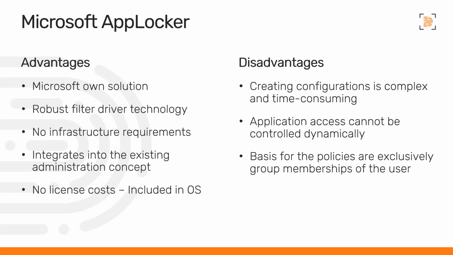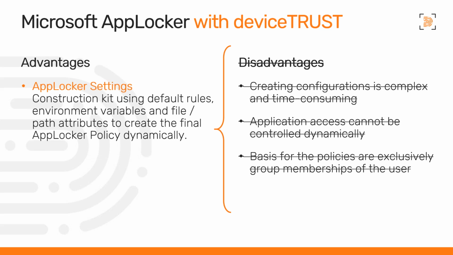So what Device Trust is doing is the following. We take the advantages of AppLocker, but we eliminate the disadvantages completely. What we integrate in the next release is a new technology called AppLocker settings. I'll show you that. And this is, at the end of the day, a construction kit. So what do we mean with that? We define in our console how an AppLocker policy should be made up. So we're not defining the AppLocker policy there. We're just saying, hey, you need to build an AppLocker policy which follows the following rules.